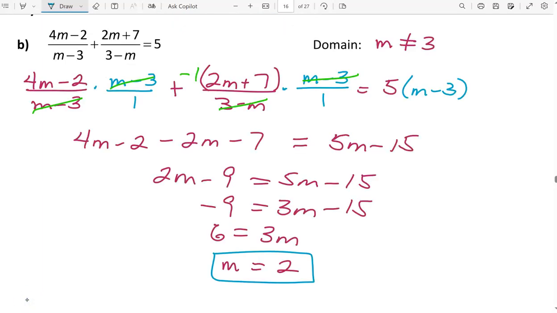Here's the solution. Note that this one is very similar to the other example in that we have opposite denominators. And we have to be careful to include that factor of -1 in the second fraction when we cancel. And then we do get a solution, m is equal to 2, but notice that it doesn't conflict with the domain because the domain says that m is not equal to 3. So this solution is an acceptable solution, not an extraneous solution.